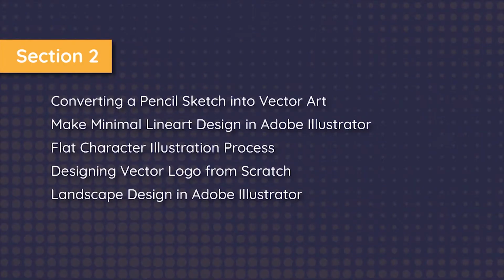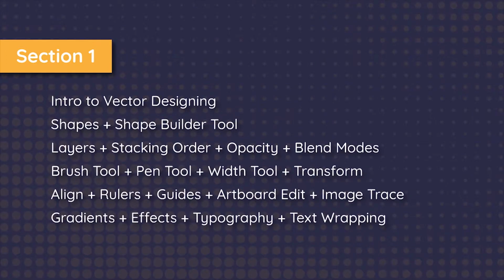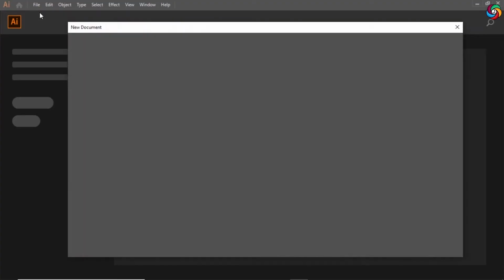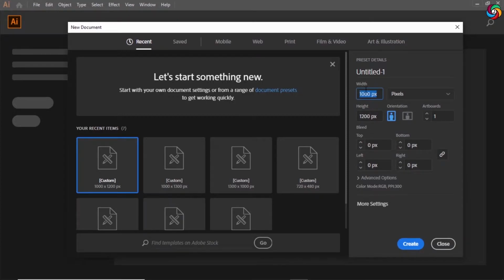In this video, we're gonna do some character designing, make some flat illustration. We'll be going over the entire process, that is from the ideation stage to the exporting stage. But all the tools that I'm gonna make use of, I have already explained in section 1 of this series. You can check out the link for the entire series in the description box. And now let's begin. I am creating a 1080 by 720 pixels canvas and giving it a landscape orientation.